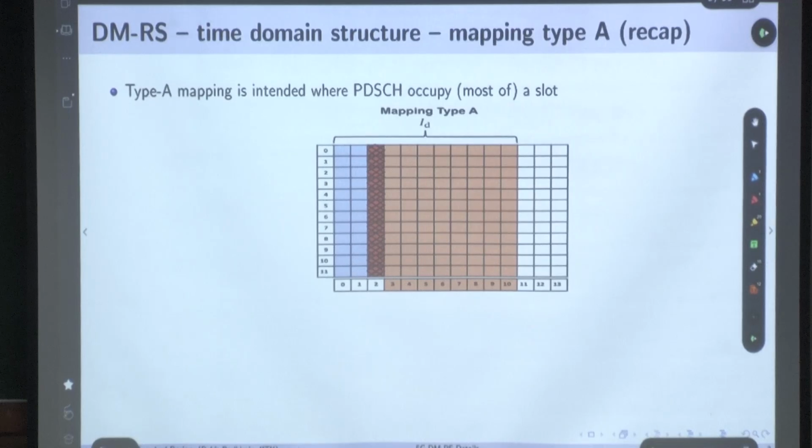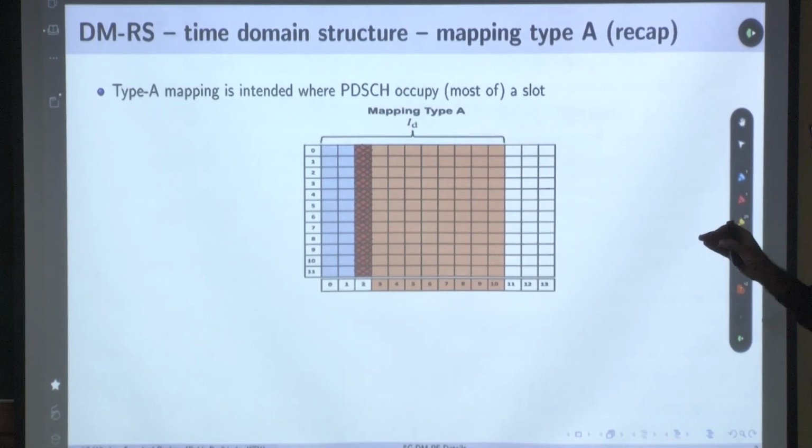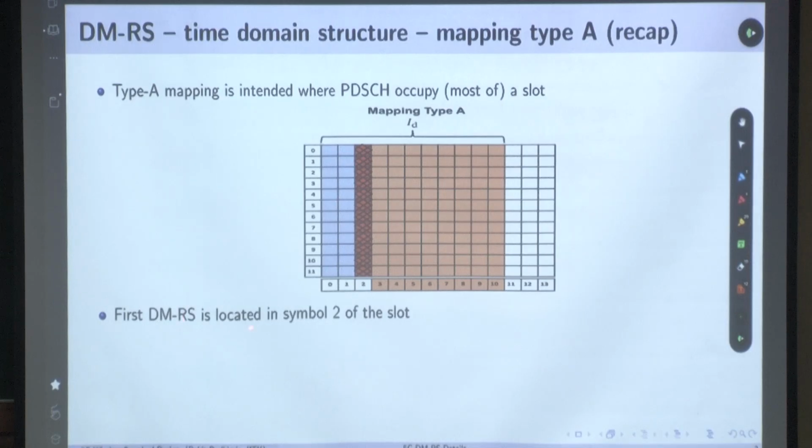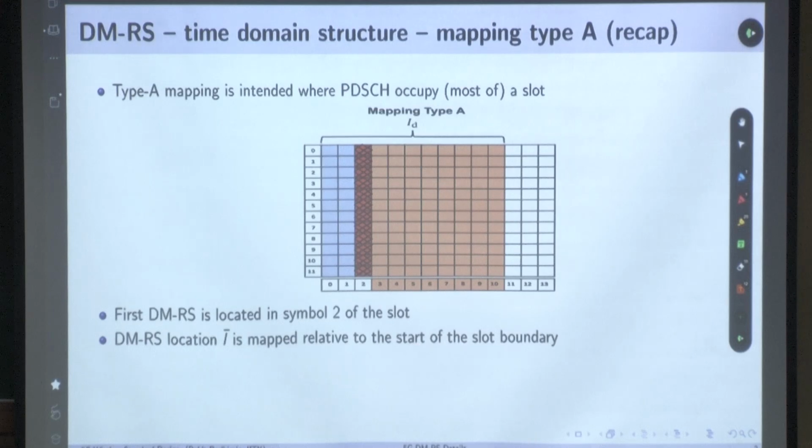Okay, so here is a quick summary of whatever we saw in the last two classes. If you recall, type A DMRS is basically where PDSCH occupies most of the slot, and it always comes in the beginning of where the PDSCH data comes. You see here the first DMRS is located in symbol 2 of the slot. That's where this PDSCH is beginning. Now in type A mapping, the DMRS location is mapped relative to the start of the slot boundary.